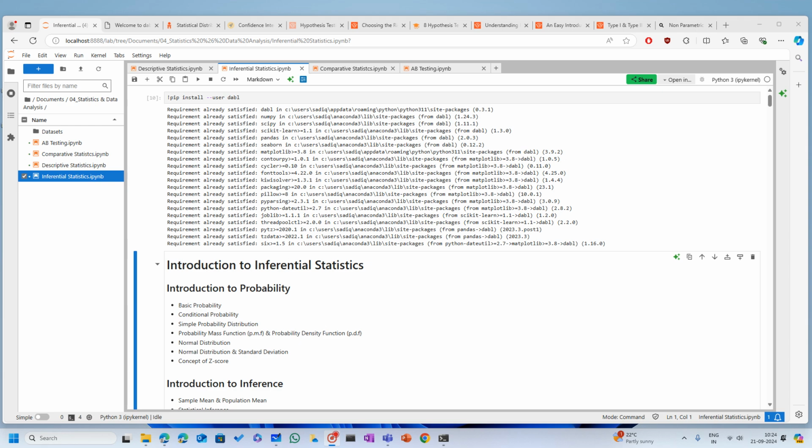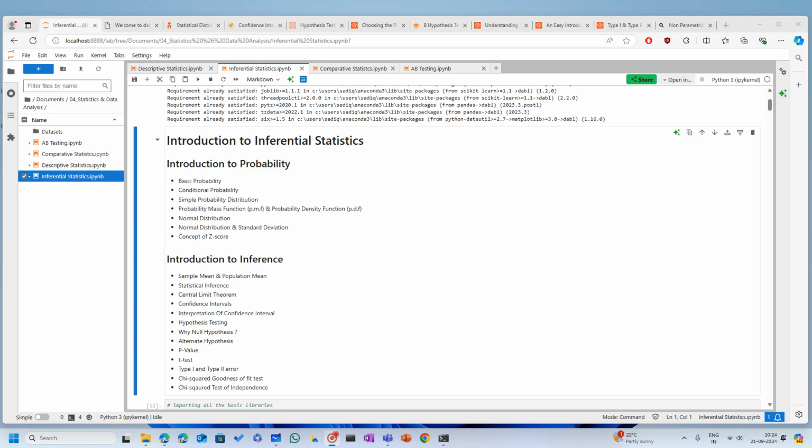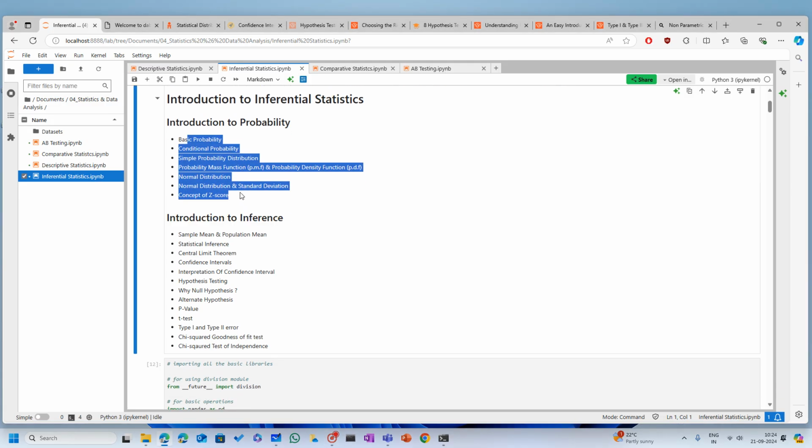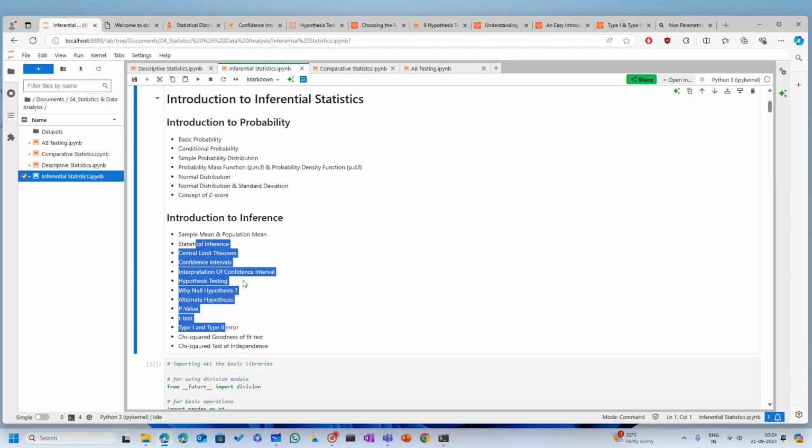All right. So in inferential statistics, we will see a little bit of basic recap of what we have already learned. Conditional probability, some probability distributions, probability mass function, density function, normal distribution, standard deviation, and some concepts of z scores. And then we'll straight away go ahead with inferential statistics.